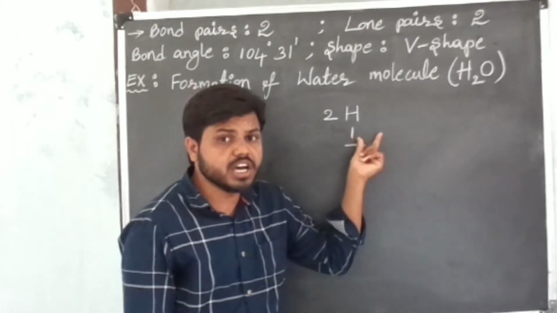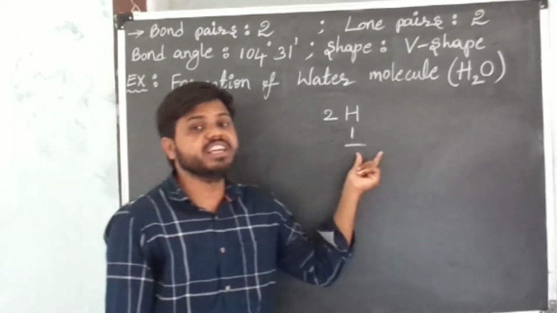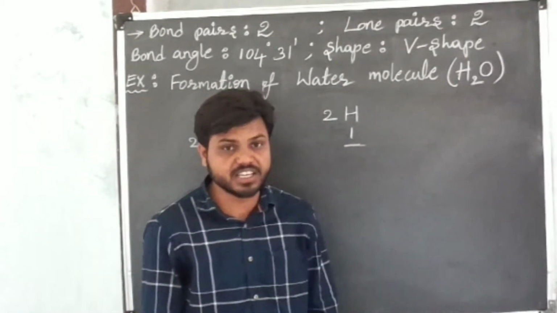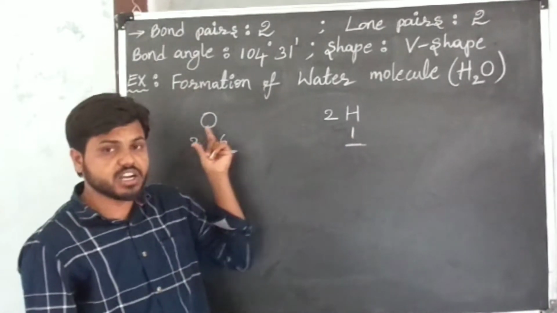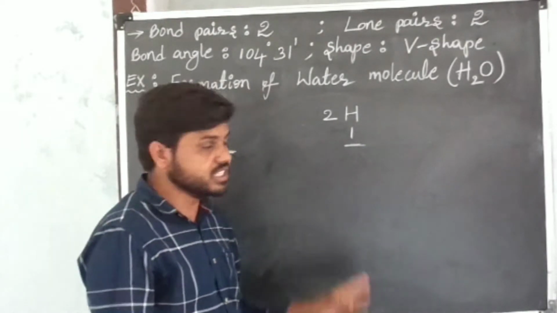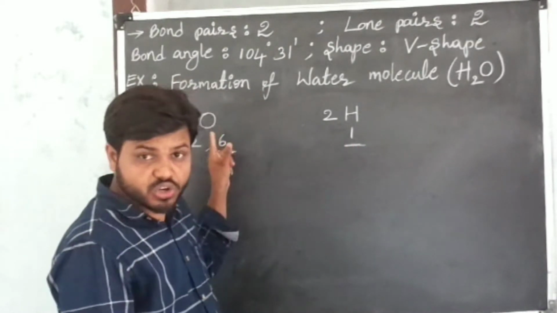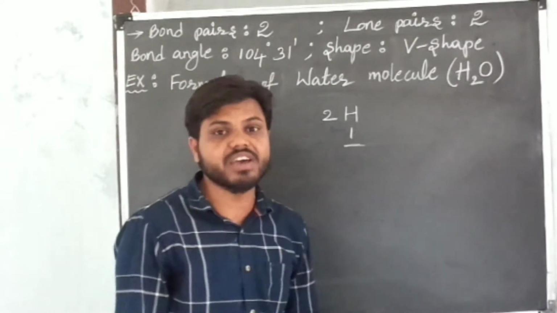This hydrogen atom shares 1 electron with the oxygen atom to get helium configuration in the valence shell. Means by sharing 1 electron with oxygen atom, each hydrogen atom gets helium configuration in the valence shell.